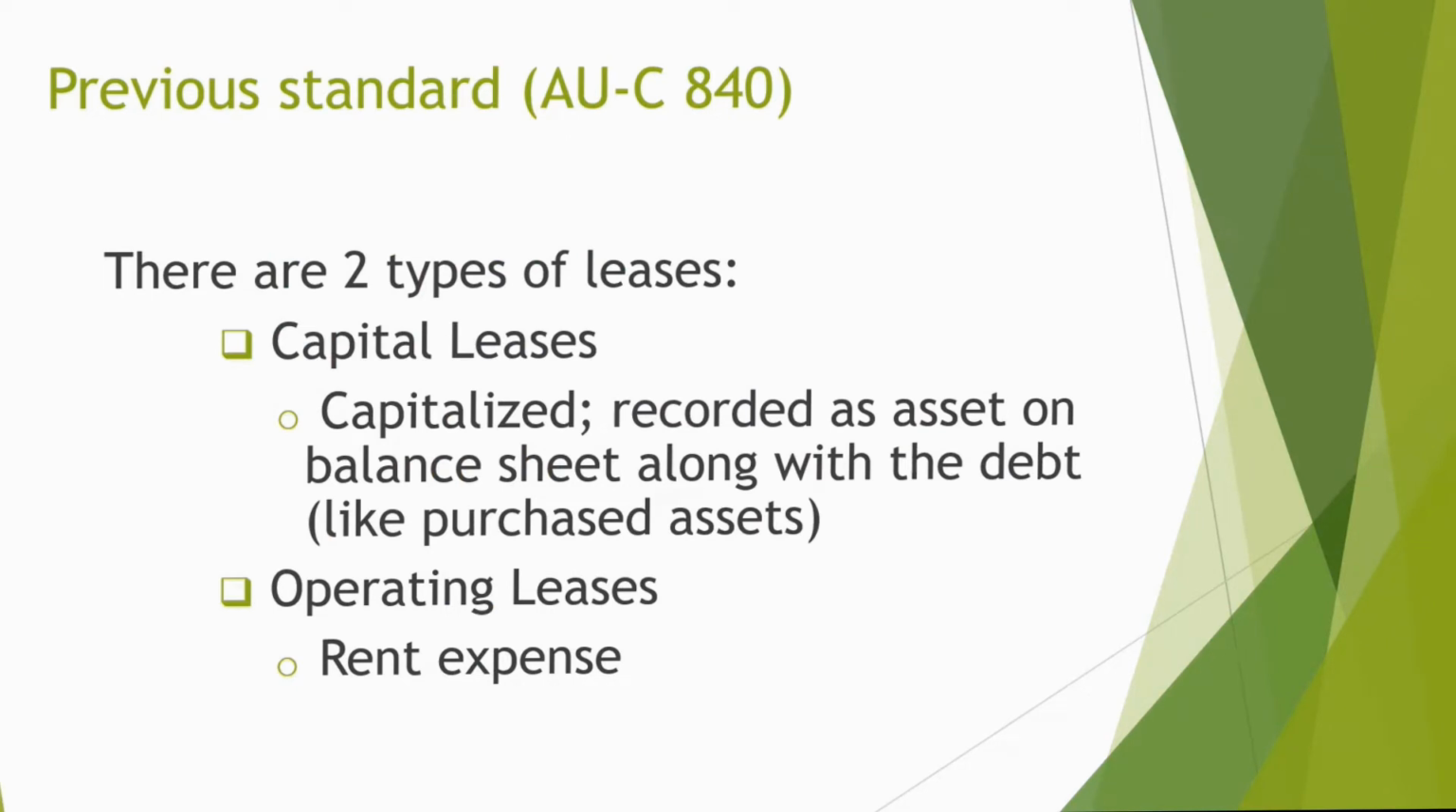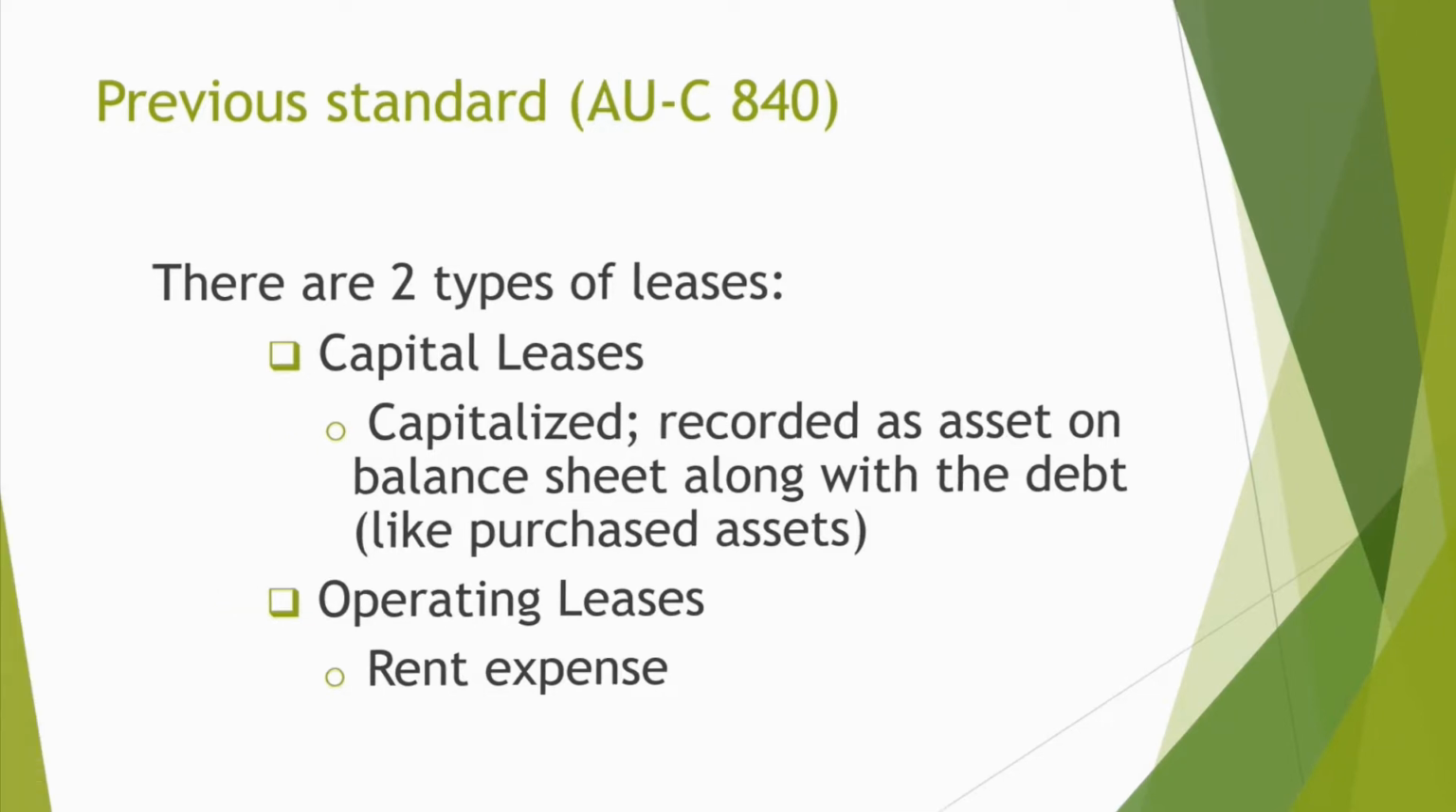So the previous standard for leases, there were always two types of leases. We had our capital leases, which are recorded on the balance sheet along with the debt. So it's pretty much like any asset that we would purchase outright. And then there's operating leases. So that's typically your rent expense, auto leases that you're not going to own at the end, machinery, equipment, that kind of stuff.